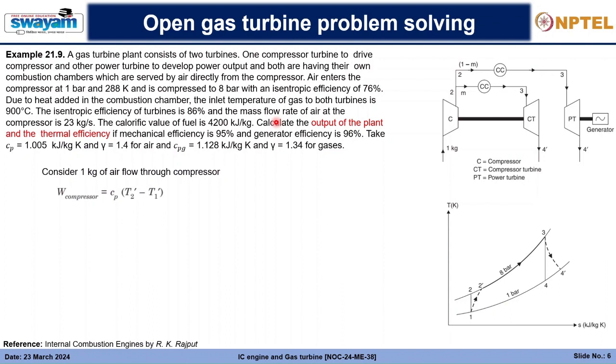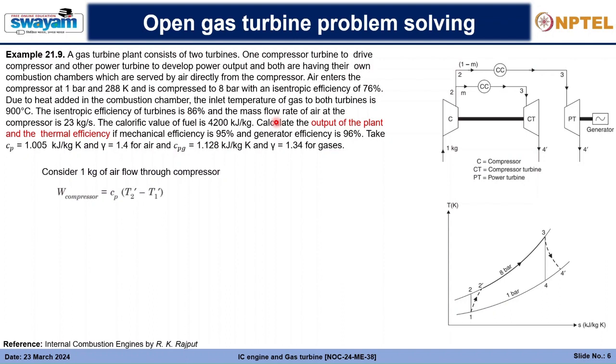Hmm. So the main problem here, the main trick in this question, is that we do not know how much amount of air is being passed to the power turbine and how much is needed by the compressor turbine to drive the compressor.